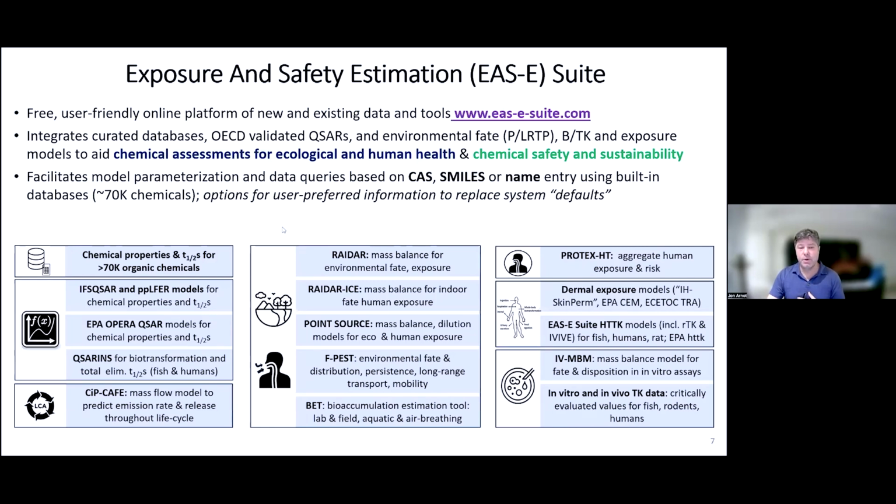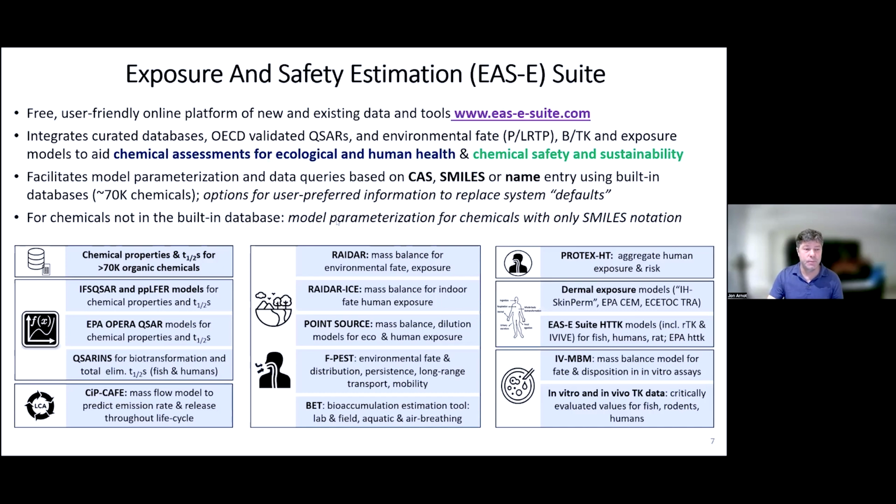Now, while the system provides automatic defaults for the input parameters, there's also options for people to use preferred information to replace the system defaults. So for example, if the system gives you a log KOW value and you feel that you've got a better log KOW or log P value, you can enter that into the system and replace it and then run the models. And for chemicals that aren't in the built-in database, we allow for various QSAR predictions so that using only a SMILES notation for a new chemical, for example, proprietary chemical, you can then get started right away. And you still have the option then of using user preferred information, chemical information to run these tools.